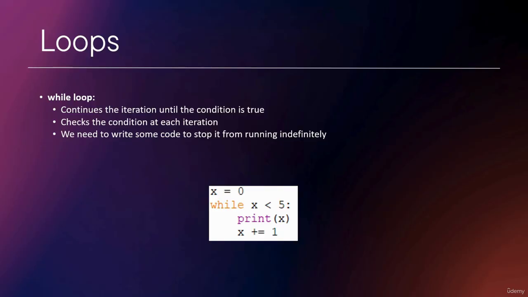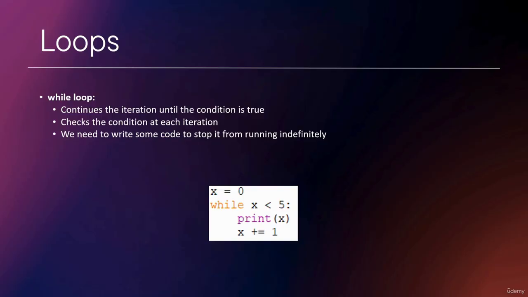Now for a moment, let's say I do not have this x plus equals 1. I just have this print x. What it will do is check at each iteration: x is less than 5, print x. Go back, check if x is less than 5. Yes, it is, print. It will keep on doing this, but you see, it will then run indefinitely. It will not stop. It will run forever. That is not what we want. We want to stop it after we have achieved our purpose.